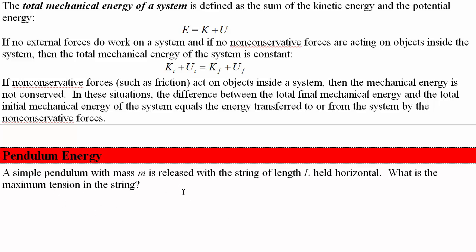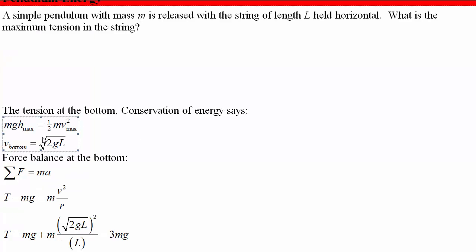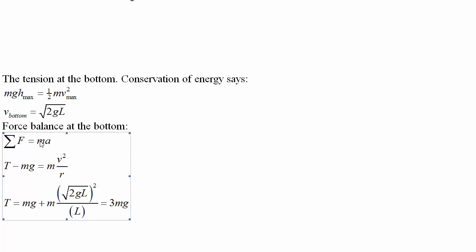A simple pendulum with mass m is released with the string of length L held horizontal. What's the maximum tension in the string? Well, the maximum tension in the string would be the tension at the bottom, and we can figure out how fast it's going at the bottom by using conservation of energy. So mgh max is all transferred into its kinetic energy at the bottom, so v bottom is root 2gL. Force at the bottom then would be equal to mass times acceleration, and we know it's accelerating in this circular path, so T is mg plus m times root 2gL squared over L, or 3mg.